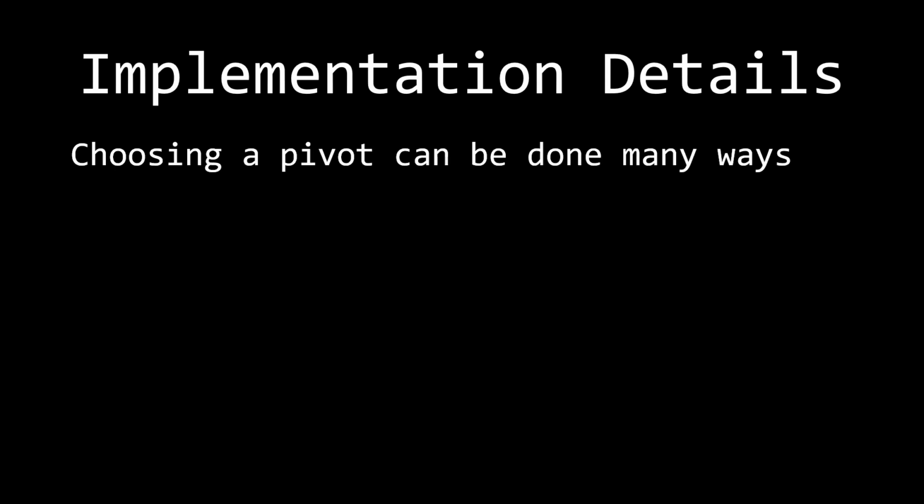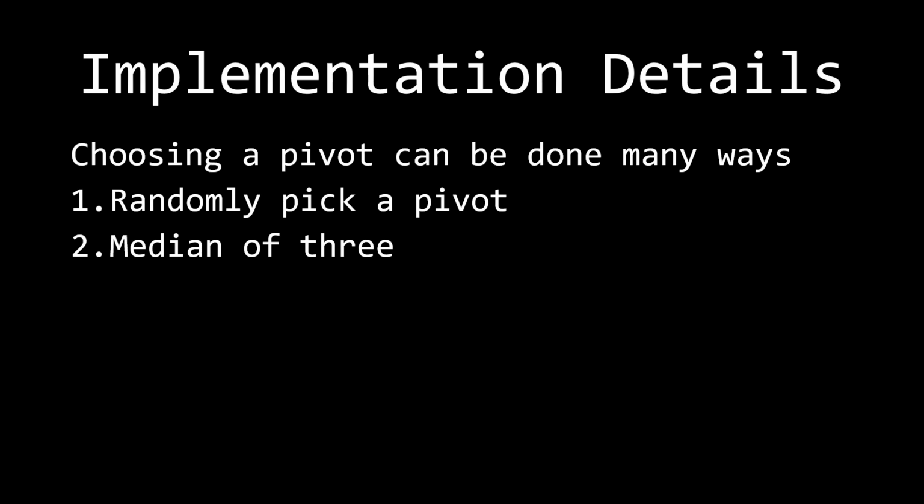Okay, and then finally, let's look at some implementation details. Choosing a pivot can be done in many ways. One way we can do this is by simply randomly picking a pivot. A lot of people do this. What you can do is just use math.random to pick a pivot between the range you're given. And another technique is called median of 3. The median of 3 essentially just picks 3 random numbers and then chooses the median out of those 3 numbers.